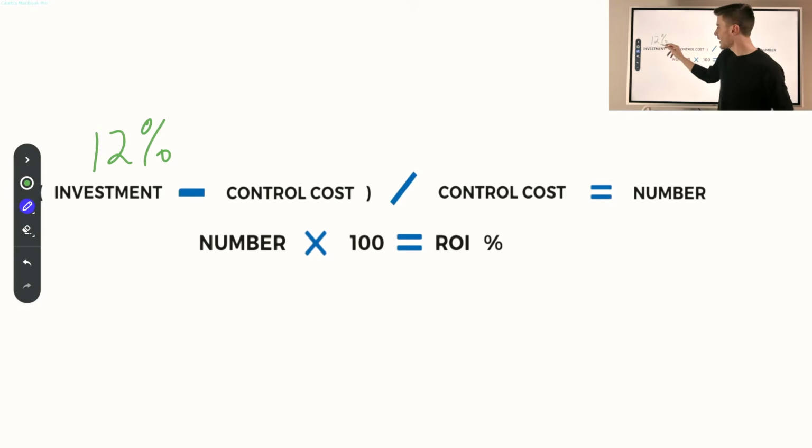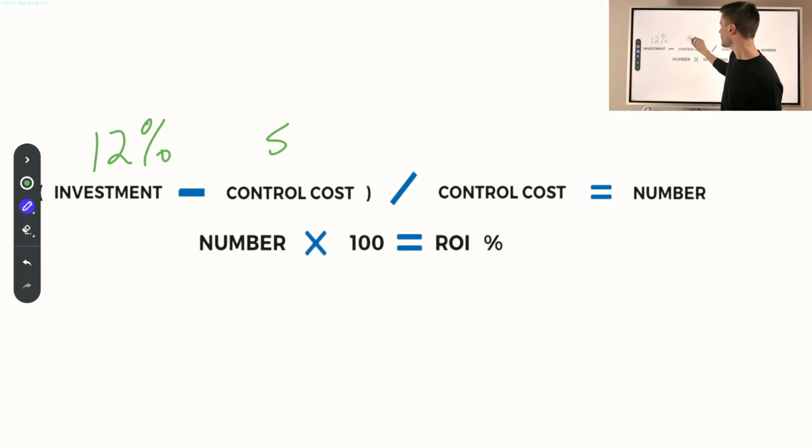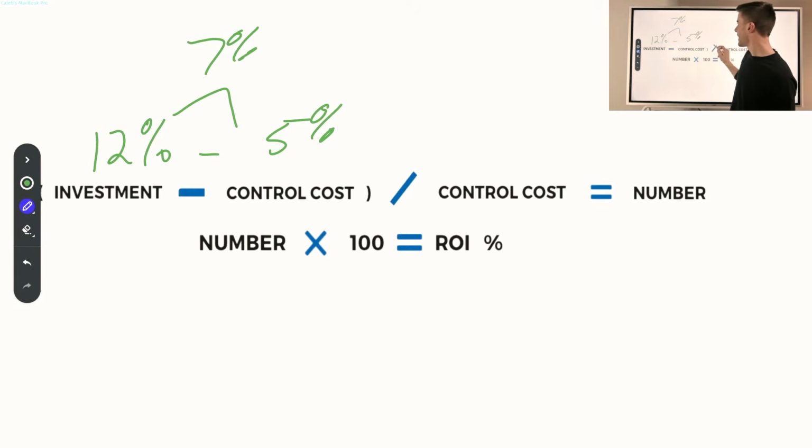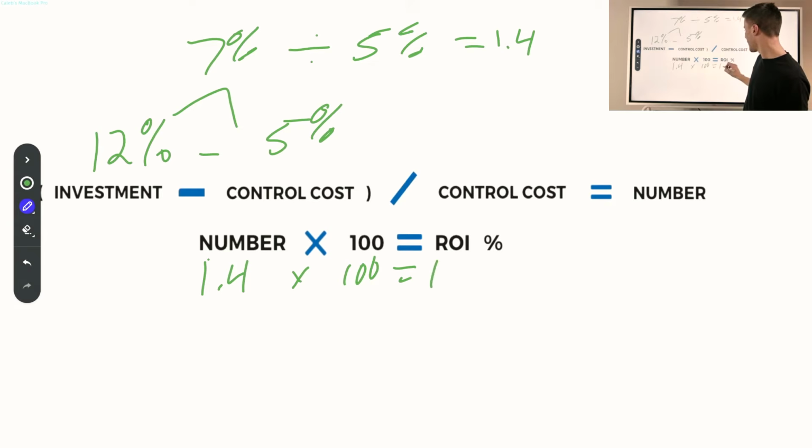So what you do is you look at the investment, you look at the control cost. Remember, control cost is the cost of controlling money. In this case, we'll say 5%. Okay, so this equals 7. This is a 7%. And then you divide it by 5%. And when you do that, you get a number that's 1.4. Okay, 1.4. And so then you take that number, 1.4, you multiply it by 100, and it equals 140%.